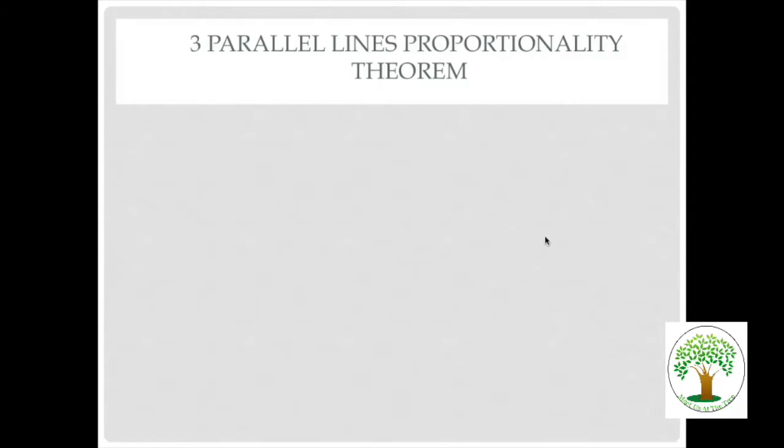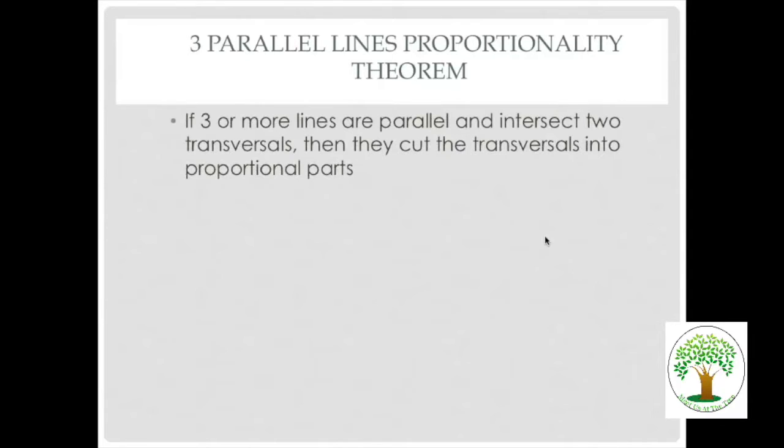Okay, all right, now we have no triangles at all. We have 3 parallel lines. If 3 or more lines are parallel and intersect 2 transversals, how many transversals? 2. Then they cut the transversals into proportional parts.